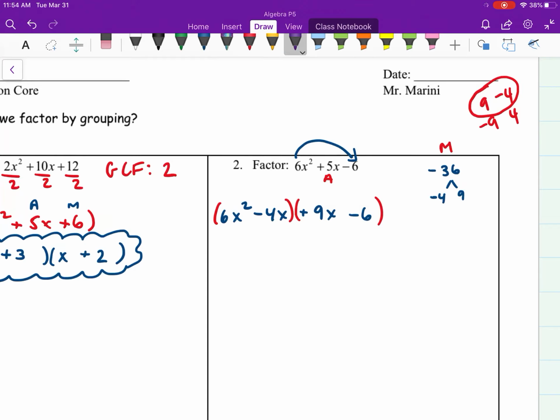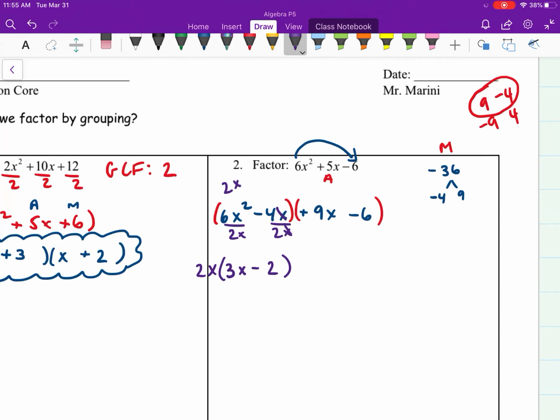Put two parentheses, one there, and in each group, look for something in common. 6x squared minus 4x. Well, 6 and 4 have a 2 in common. X squared and x have an x in common, so the GCF is 2x. So 6x squared divided by 2x, 6 divided by 2 is 3. X squared divided by x is x, minus 4x divided by 2x. Well, 4 divided by 2 is 2, and x over x cancels out. Put that in parentheses, put the 2x in front.